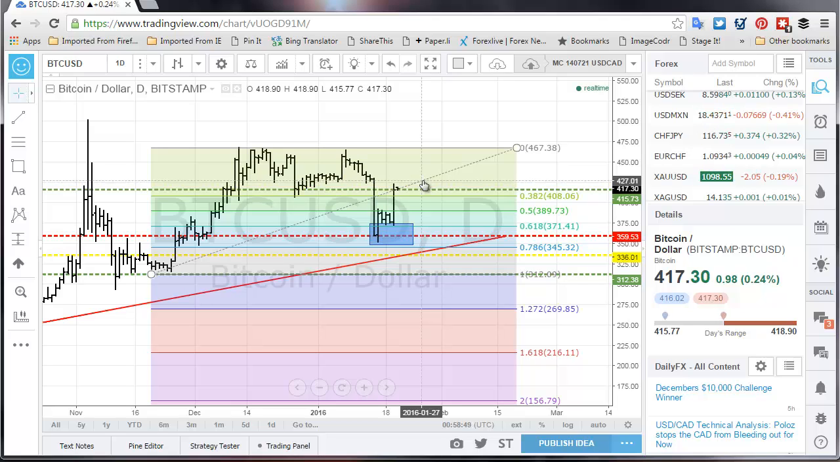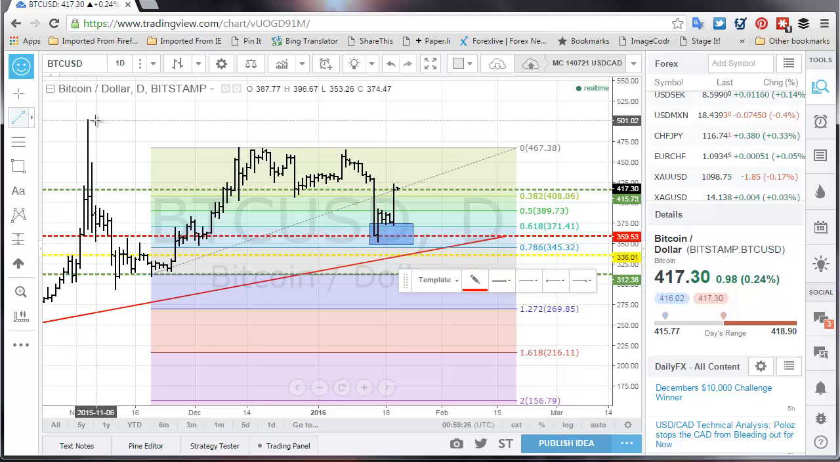Now there are a bunch of things here that would make one a little bit uncomfortable, and I call those reasons not to take a trade. The first of those reasons is that if we go back in time, this high here was lower than this high here, which was lower than this high here. So we have three consecutive attempts to break through this level, which is around the $475 mark, $470 mark, and the market has failed to do that.